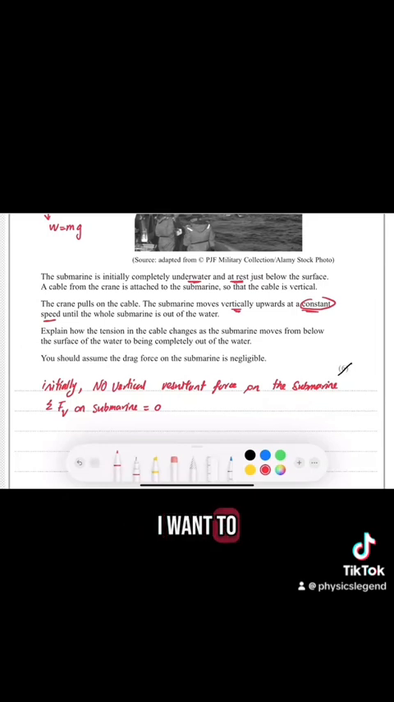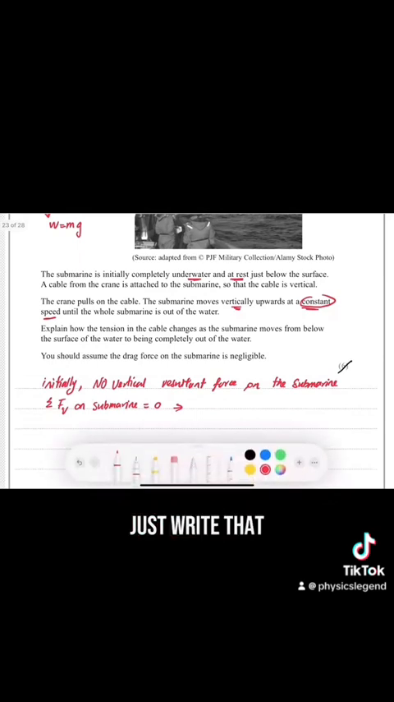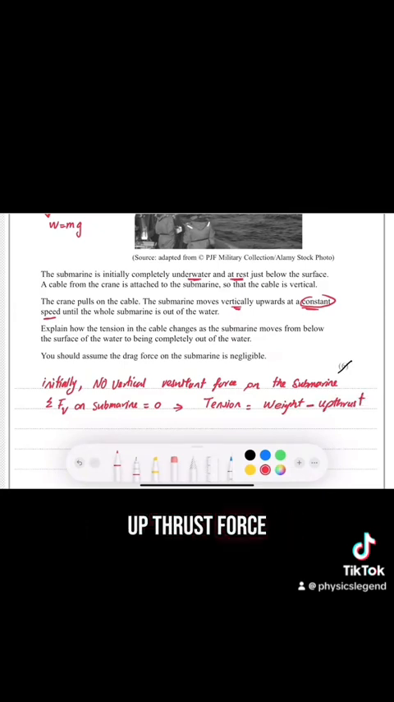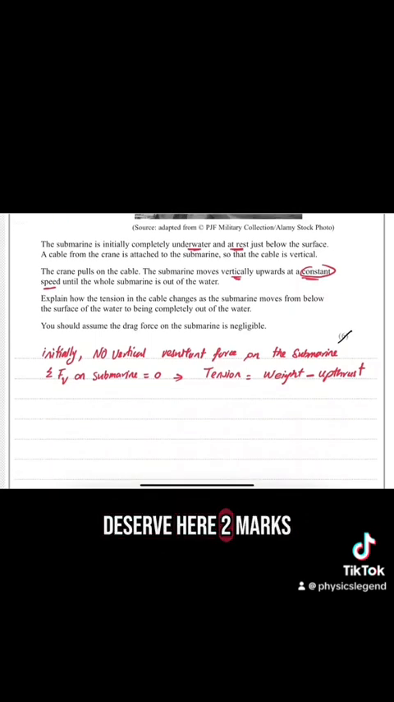If I want to go deeper to understand the forces acting, look at a free body diagram. In the free body diagram, weight is acting downward, plus the upthrust force and the tension force. So you go down and write the tension force equals the weight, which is acting downward, minus the upthrust force, according to this equation. I think I deserve 2 marks here.